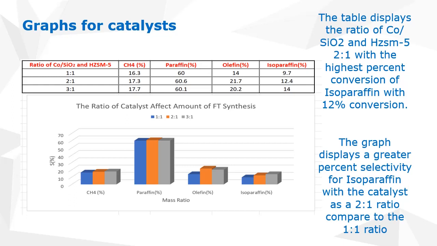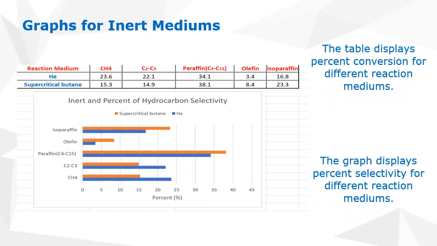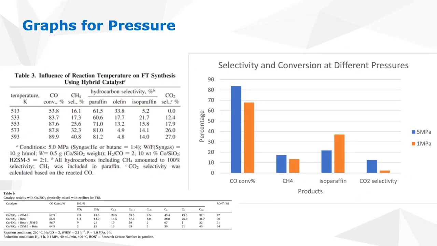The graph displays a greater percent selectivity for isoparaffin with the catalyst as a 2:1 ratio compared to the catalyst with a 1:1 ratio. We can compare the inert mediums, helium and supercritical butane. Supercritical butane gives the higher percent conversion of isoparaffin of 23.3% compared to helium of 16.8%. Looking at the graph below, we can see that supercritical butane once more gives a higher selectivity percentage for the isoparaffin compared to helium.